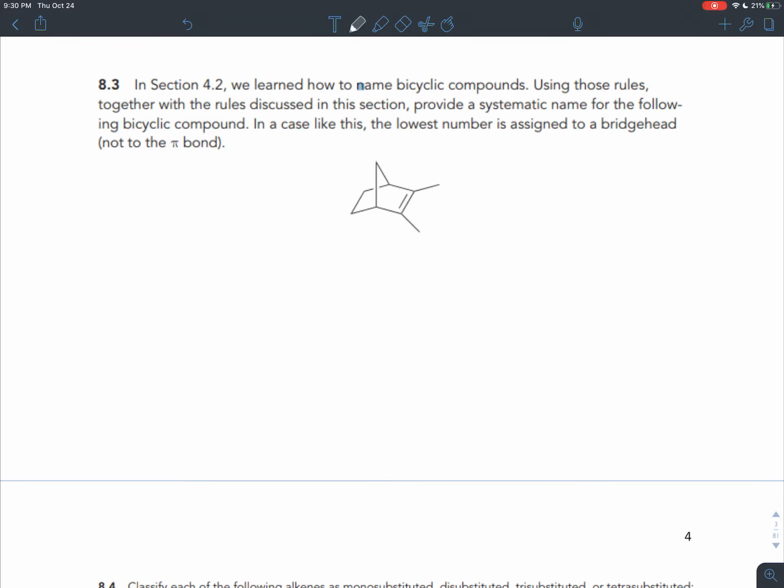In exercise 8.3, we're trying to name a bicyclic alkene, a bicyclic compound that has a double bond in it. Remember, the first step in naming these bicyclic compounds is to count up the total number of carbons in both of the rings. Not the carbons that point out of the rings, just the ones in the rings. So here we have 1, 2, 3, 4, 5, 6, and 7. Those are all the carbons in the rings. Notice these other two are branches coming off of the rings. They're not in the rings. So we have 7.